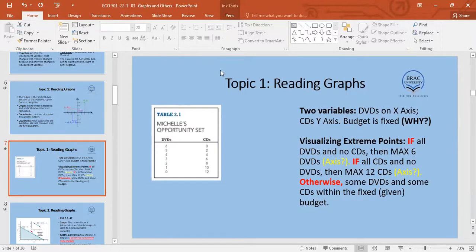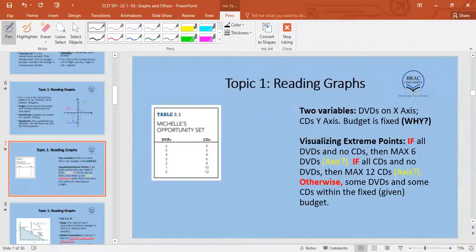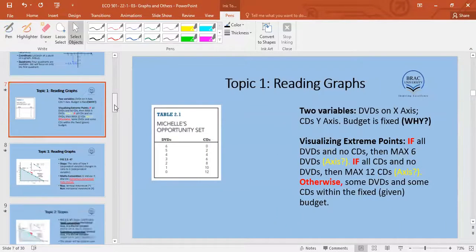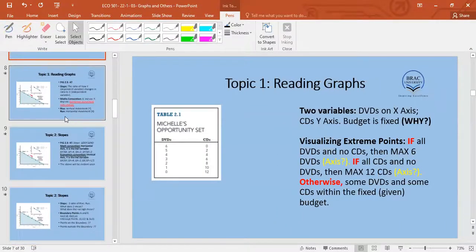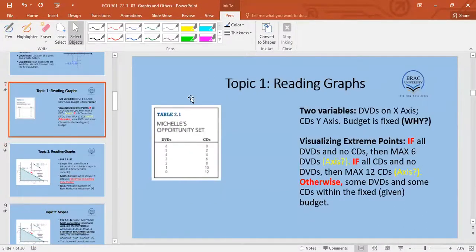আচ্ছা তাহলে আমরা একটা কাজ করি. Okay, so according to the book, what we've done, DVDs are on the x-axis, CDs are on the y-axis. ঠিক আছে?